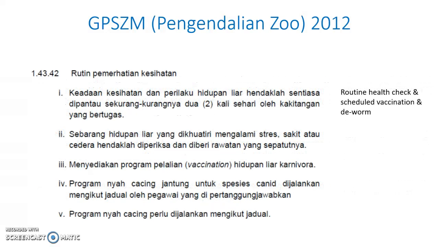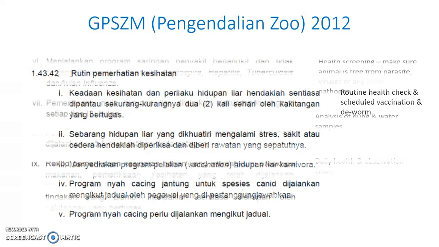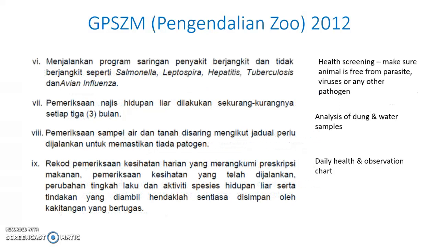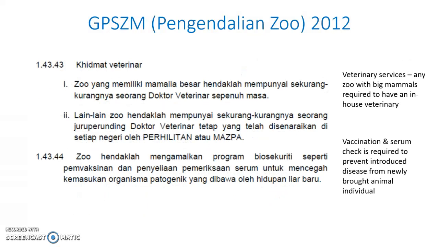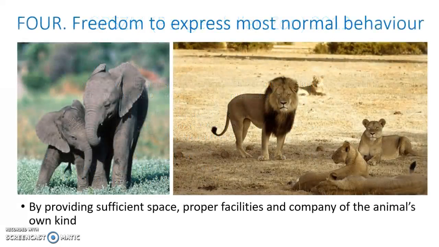They need routine health check and scheduled vaccination and deworm. Then there's health screening to make sure animal is free from parasite, viruses or other pathogen. Analysis of dung and water samples to ensure the health of the animal. Daily health and observation charge is a must. And the animal requires vet services, and a zoo with big mammals required to have an in-house vet. Vaccination and serum check is required to prevent introduced disease from newly brought animal individual.